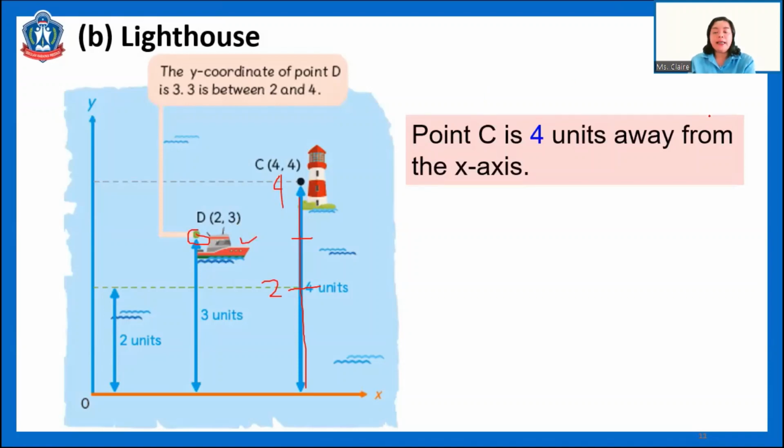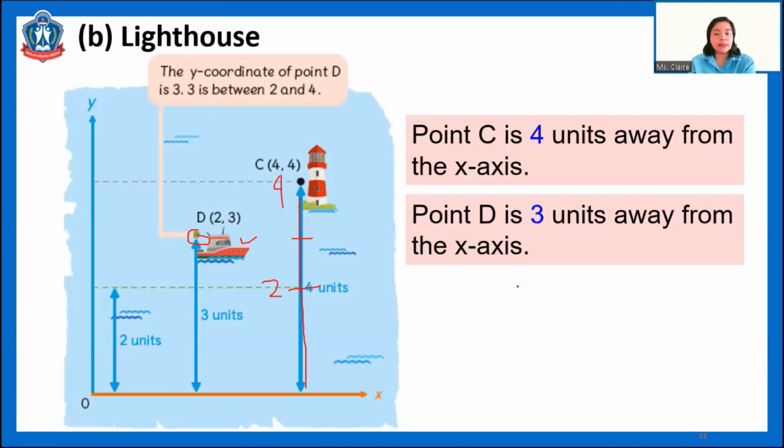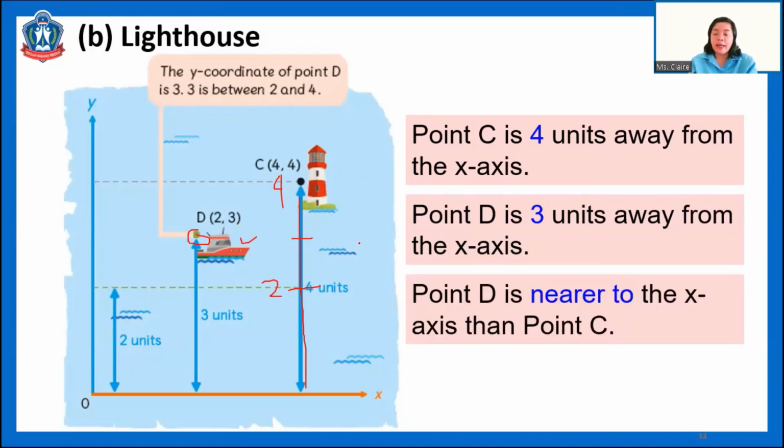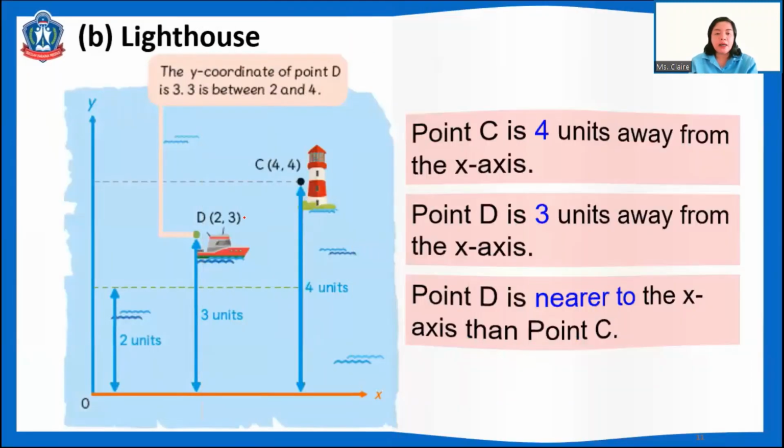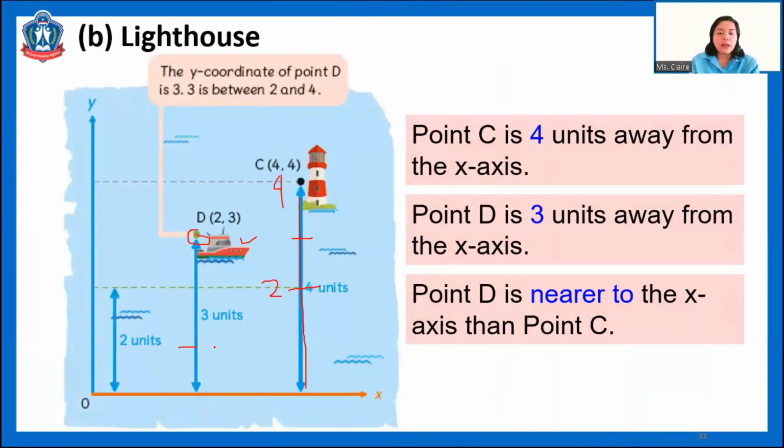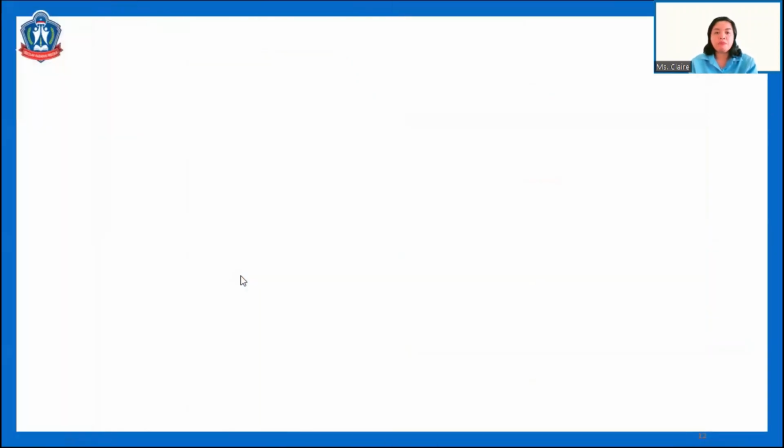So point C is 4 units away from the x-axis. Point D is 3 units away from the x-axis. So point D then is nearer to the x-axis than point C, because this one is only 3 squares or 3 points. So this is 1, 2, 3. So point D is 3 units away from the x-axis.